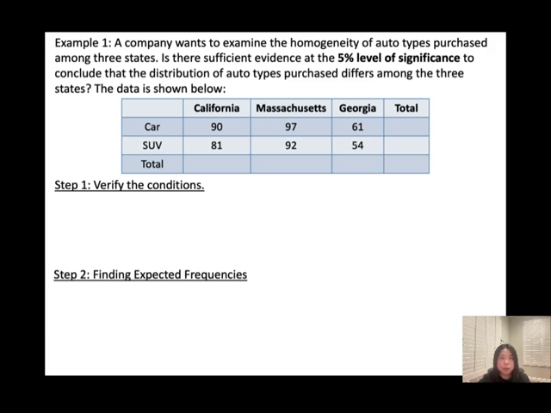A company wants to examine the homogeneity of autotypes purchased among the three states. Is there sufficient evidence at the 5% level of significance to conclude that the distribution of autotypes purchased differs among the three states? The data is shown below. So first, I need you to fill out the contingency table, and find all the totals and the grand total.